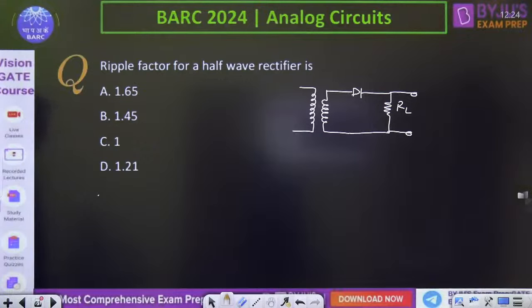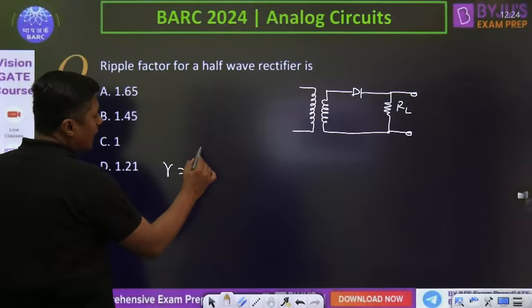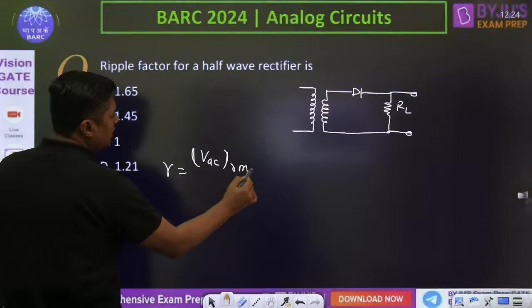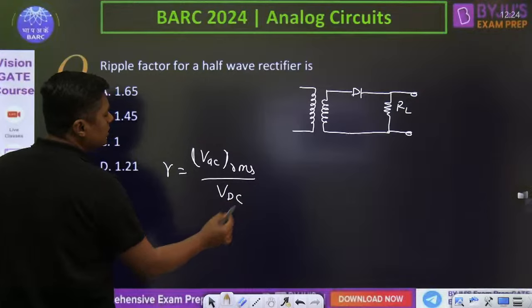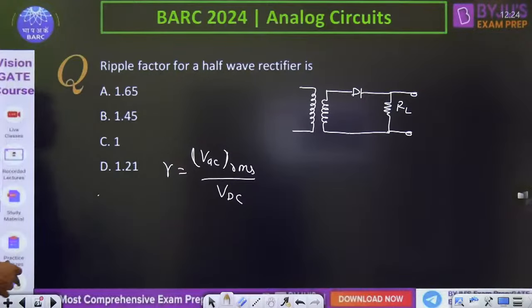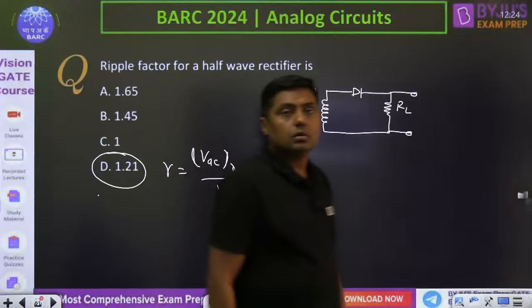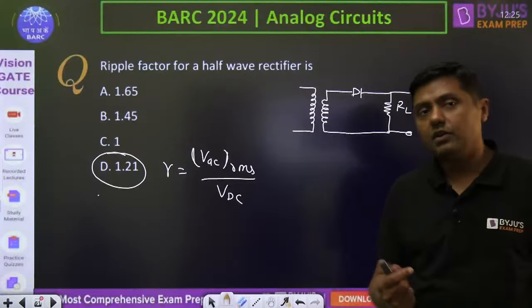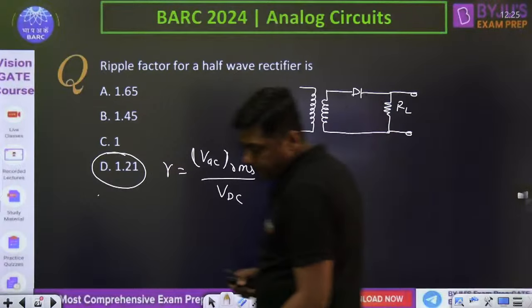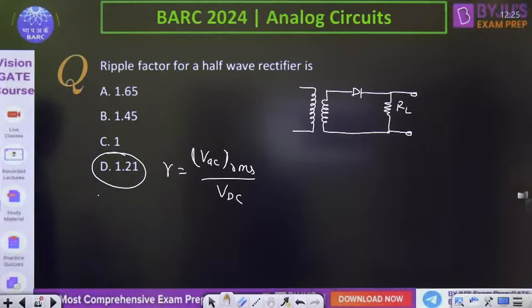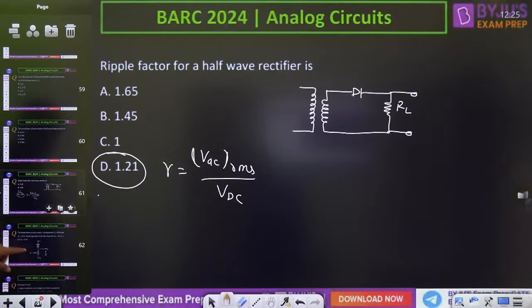तो देखिए, ripple factor means RMS value of the AC component upon DC, right? An AC component is called ripple. So this is the RMS value of the AC component upon DC. Then ripple factor for half wave rectifier is what? 1.21. Then what is the ripple factor for full wave rectifier? Give me the answer, everyone. So this is the answer, 1.21 for half wave rectifier.